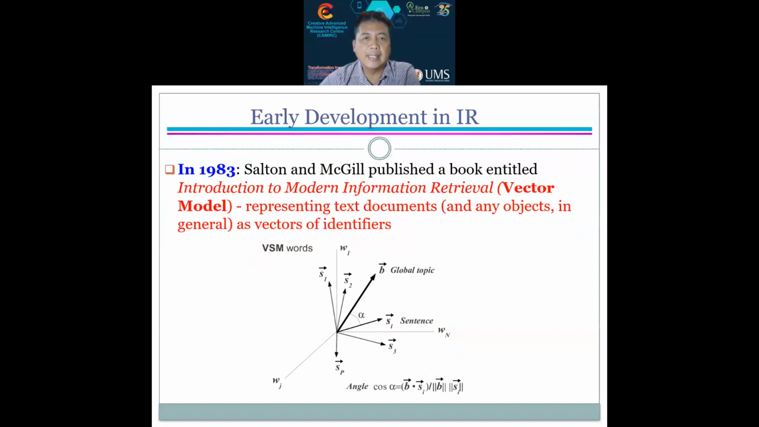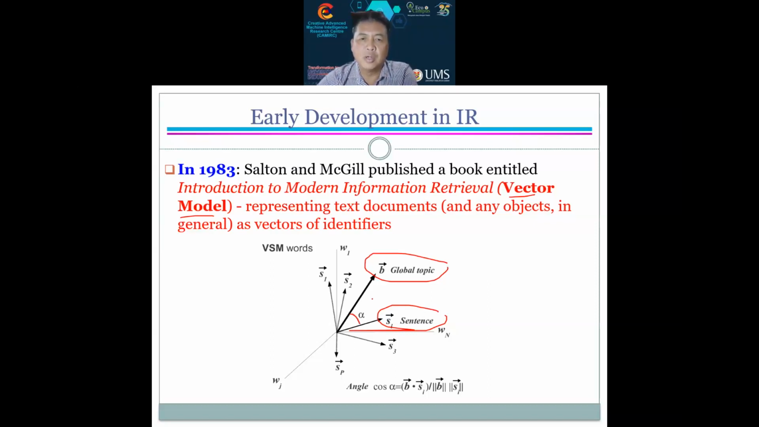Okay, and then in 1983, Salton and McGill published a book called Introduction to Modern IR, focusing more on the vector model. Here you look at one of the arrows, called one vector, and they are looking at the degree of difference between the global topic and the sentence that we have. So you will also learn about this vector model.